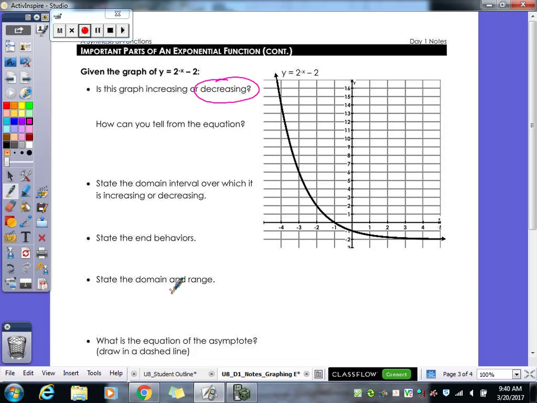Perfect. The x is negative. And because our x is in the exponent spot, that's what switched it. So if you have a positive x in these graphs, they're going to be increasing. Negative x, they're going to be decreasing.